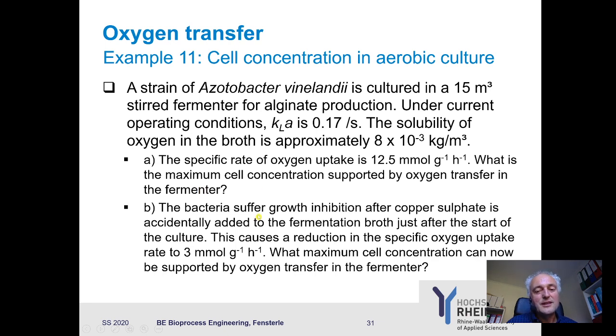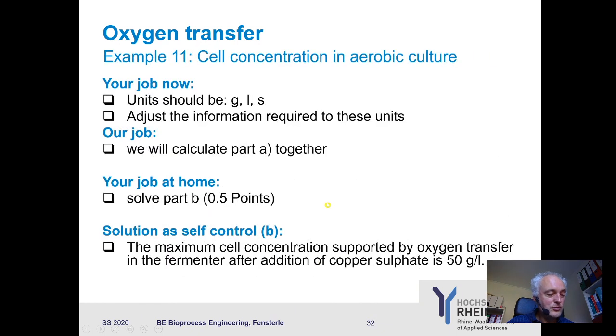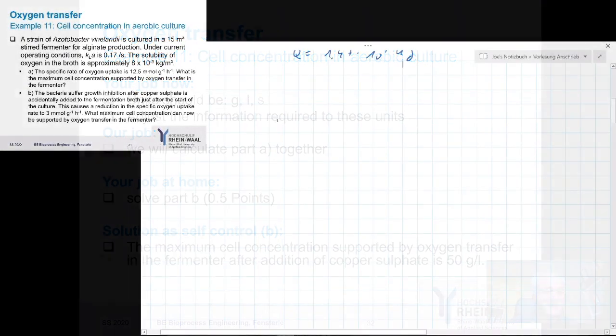And B, now we have a growth inhibition after we have added copper sulfate accidentally, and this causes a reduction of the specific uptake rate from 12.5 millimoles per gram per hour to 3 millimoles per gram per hour. What is now the maximum cell concentration which can be supported? And what we do is we calculate now part A, and your job at home is to calculate part B. 0.5 points, and you will see that these are easily gained 0.5 points.